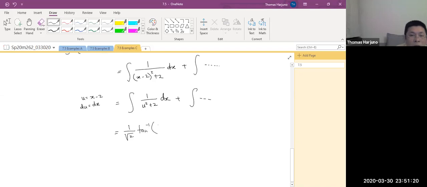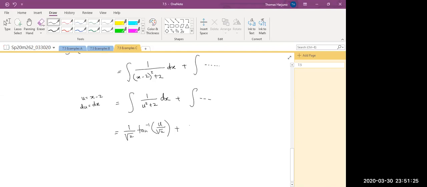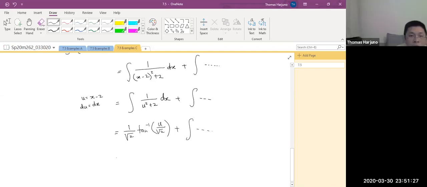Let me do it this way first: u over radical 2 for now. Okay, and then I substitute that u back. I need to rationalize the denominator. So this will be tangent inverse of x minus 2 over radical 2, plus that integral. At least we are done with 1. I don't write the plus constant because I still have another integration to do.